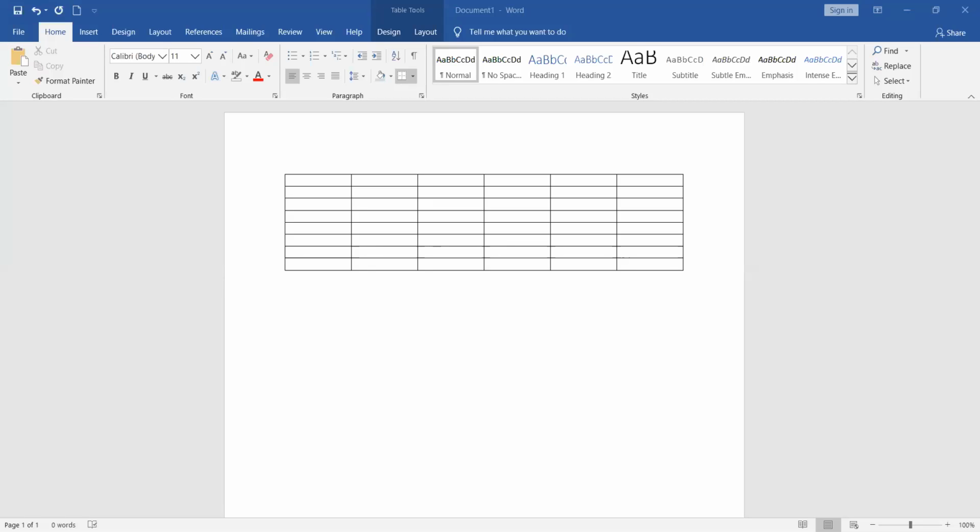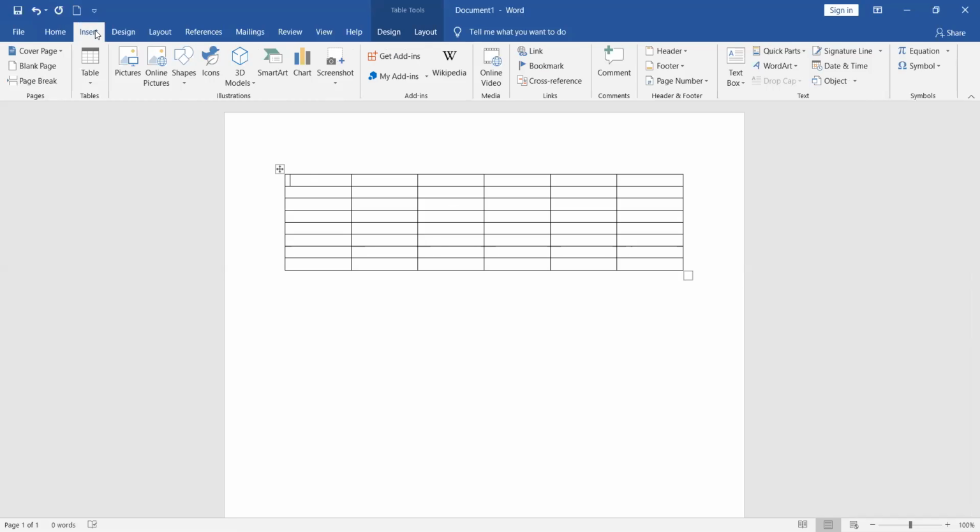So it's a total of 6 columns. I'm going to count it again. 1, 2, 3, 4, 5, 6 columns. How many rows? There's a row on top here. 1. There's another one here. 2, 3, 4, 5, 6, 7, 8. So it's a total of 6 columns and 8 rows.